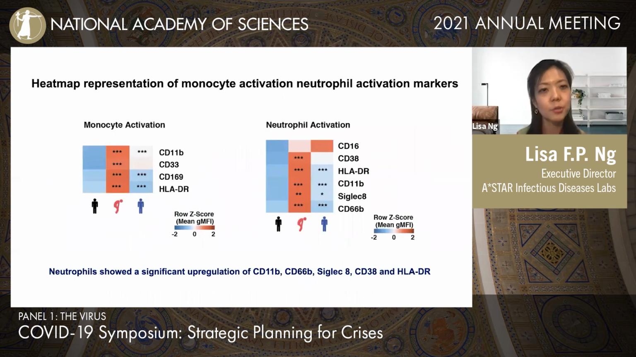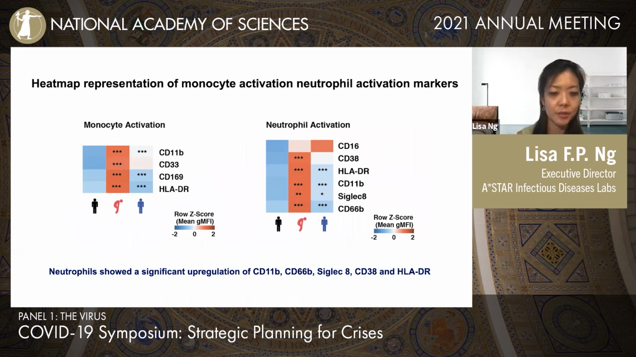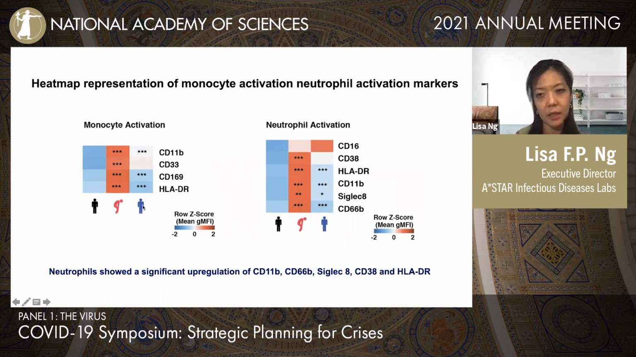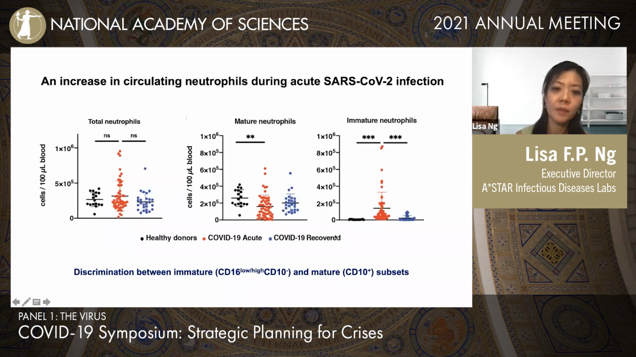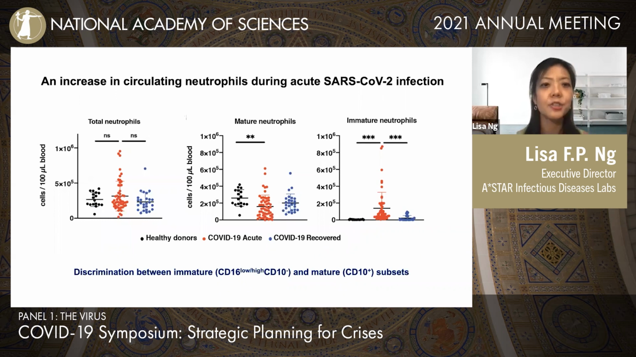So you could see from here, using the heat map representation, we found that there was a high number of monocyte activation and also neutrophil activation. But upon further investigation, by looking at a specific population of the neutrophils, what we call the immature neutrophils, we were able to see clear differences from the acute patients. So by looking at just this subset.